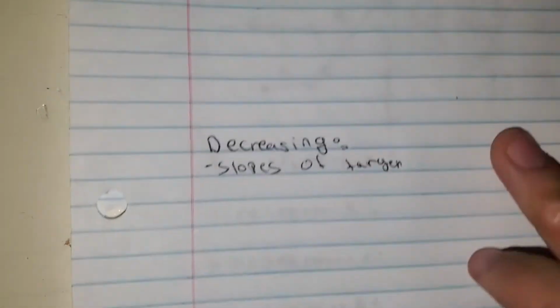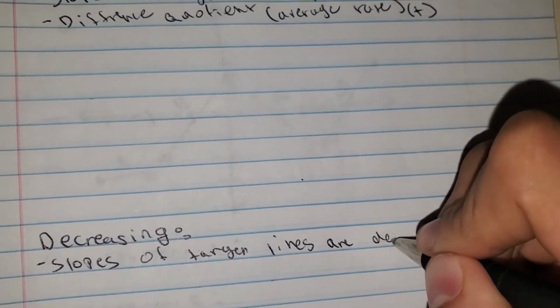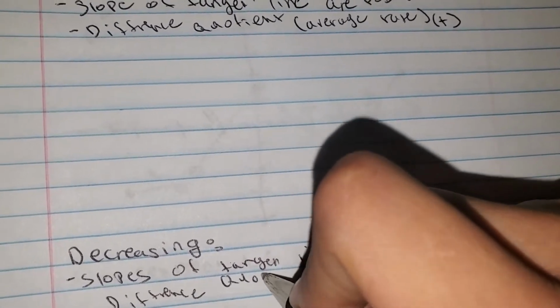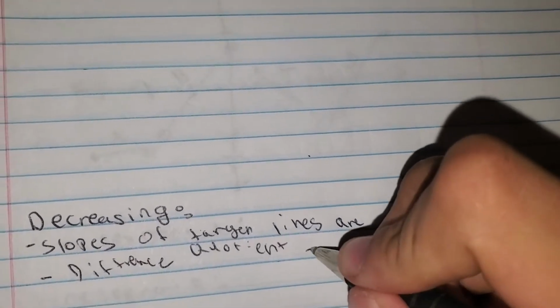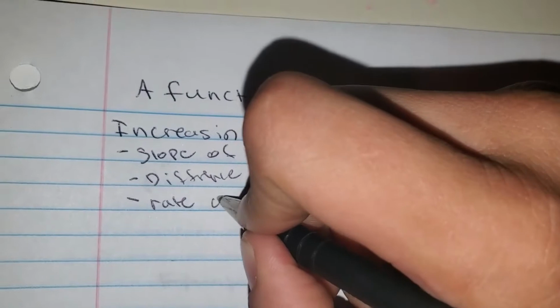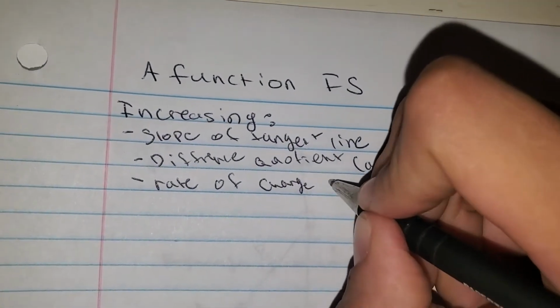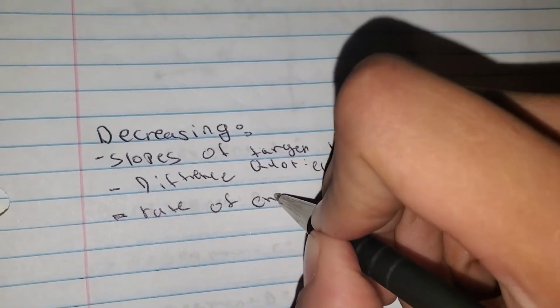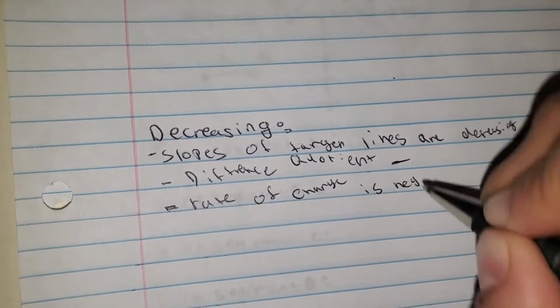Also, we say a function is decreasing if the slopes of the tangent lines are negative, and same thing for the difference quotient: if it is negative, the function is decreasing. We could also say a function is increasing if its rate of change is positive, and it's decreasing if the rate of change is negative.